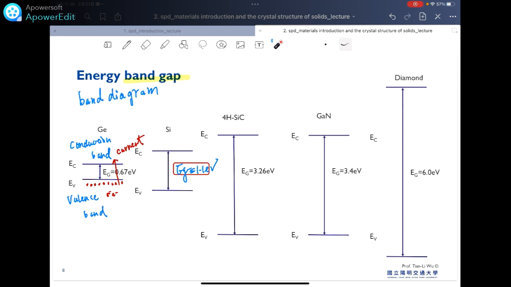So based on this concept, you can see that the electron here is trying to jump through the band gap to reach the conduction band. It becomes the current here. And therefore, if we make this larger, that means the leakage current is lower, right? So if you have a wide band gap material, that actually means you have a lower leakage current.